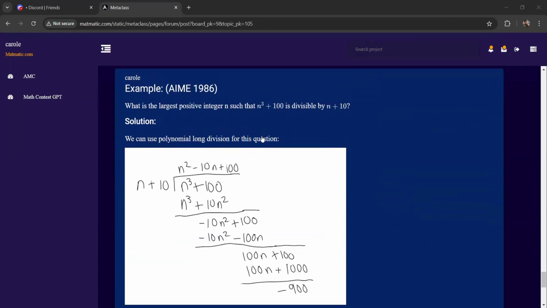As you can see here, I just put the divisor and n to the power of 3 plus 100. Okay, so here's our expression right here. So first, we can just cancel this leading term by multiplying everything by n to the power of 2. So we got n to the power of 3 plus n squared.